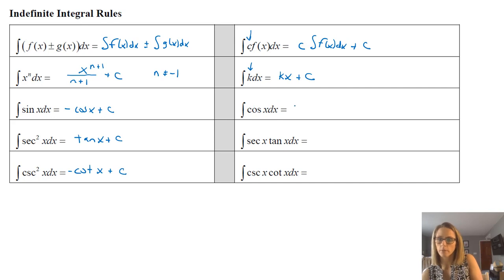All right, antiderivative of cosine, we've already talked about this. This is going to be sine x plus C. And then these should look familiar as well. This is going to be secant x plus C.